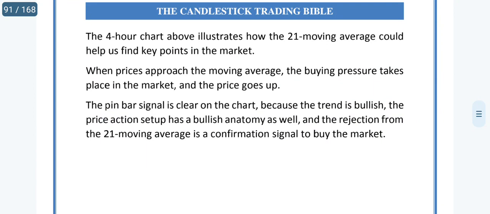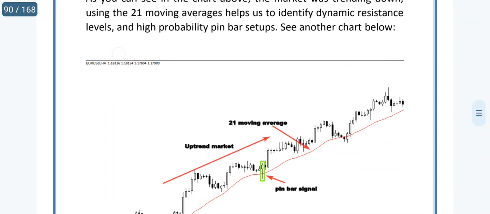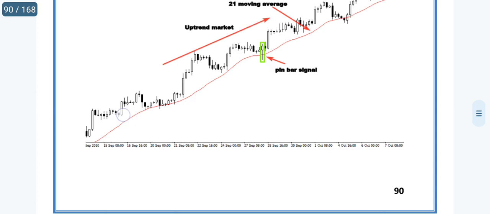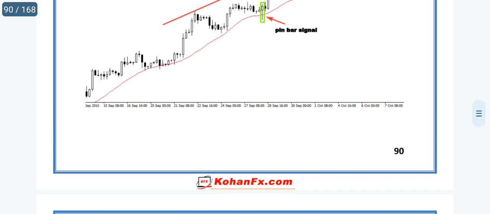It is a 4-hour chart above, and it is illustrating how the 21 moving averages cloud helped us to find the key points in the market, and those are the turning points or the resistance and the support levels. So moving averages help us to identify penny bars depending on a market trend.